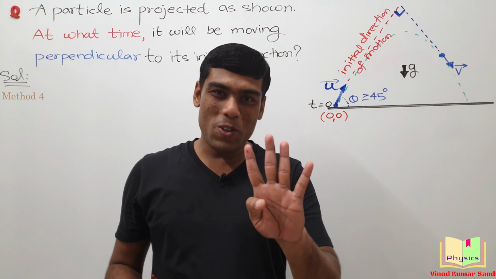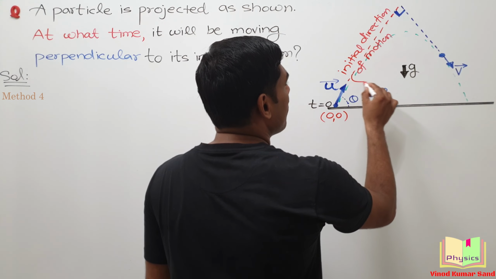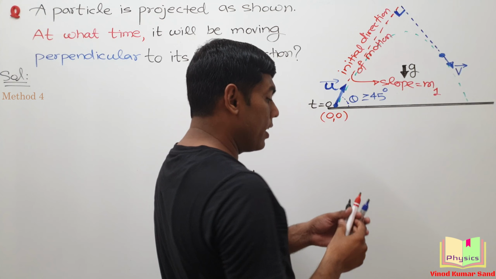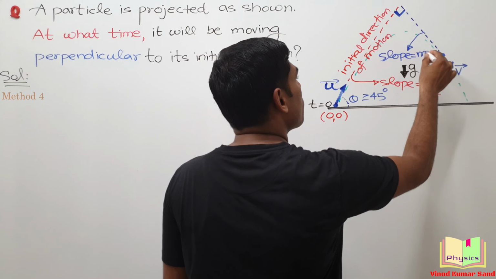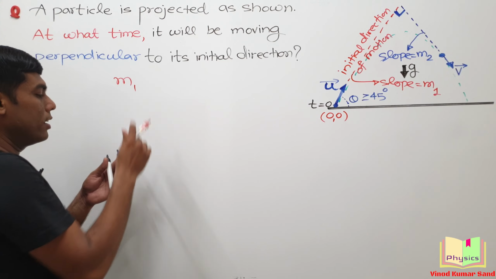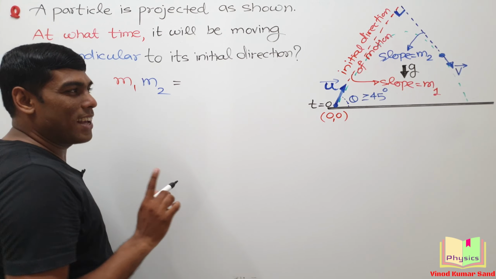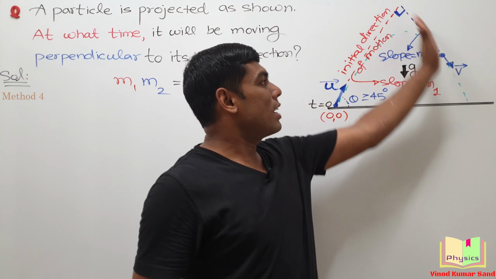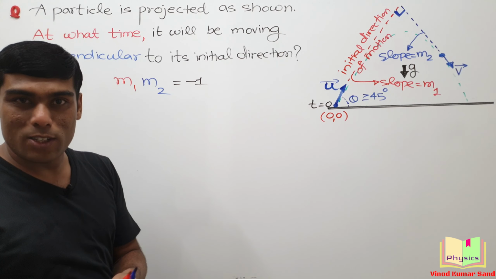Here comes the fourth solution, and it's a brilliant one. Suppose we consider the slope of the red line is equal to m1 and the slope of the blue line as m2. These two lines are perpendicular. So what should be the product of their slopes? Little bit of mathematics. I hope you remember m1 m2 will be minus 1. Whenever two straight lines are perpendicular to each other, then the product of their slopes is equal to minus 1.